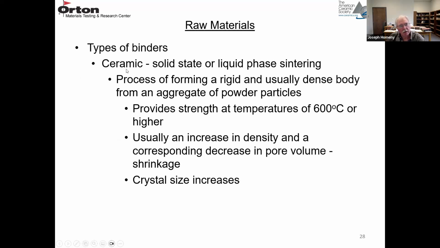And then I've been mentioning ceramic bonds due to solid state or liquid phase sintering. In any of these two mechanisms, the process is forming a rigid and usually dense body from an aggregate of powder particles. So you're providing strength by forming a rigid body. Sintering usually takes place at temperatures higher than 600 degrees C, typically much higher than that. There's an increase in density, a decrease in pore volume, an associated shrinkage, and there can also be crystal growth. So the crystal size may increase.